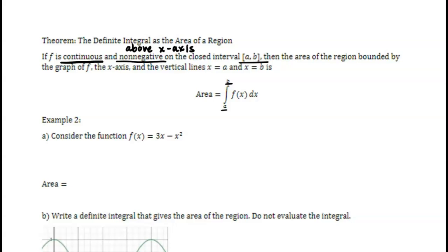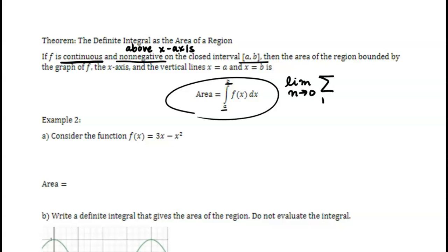Now, we're not yet talking about how to evaluate this, because so far the only way we have to evaluate this is using that limit definition that we were looking at in class with the summation and the f of c_i's and the delta x and so on and so forth. But for now, we're just going to do an example of writing the definite integral.